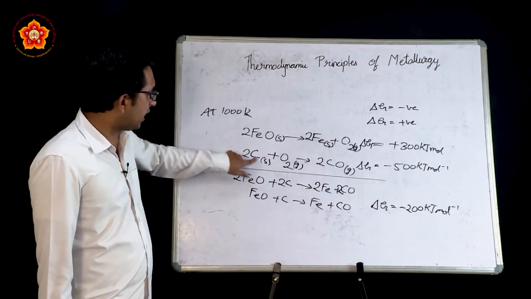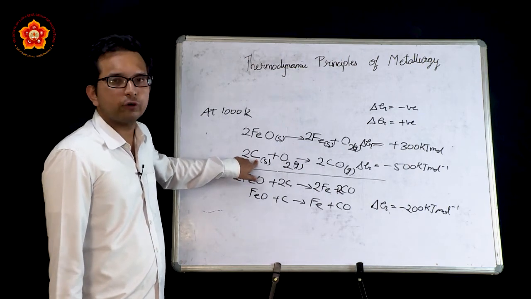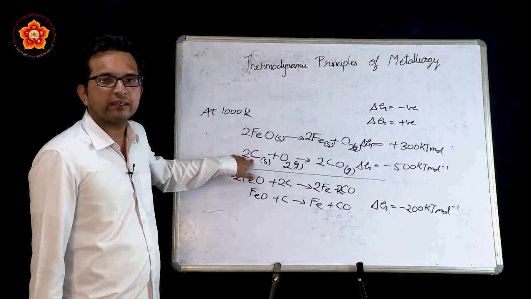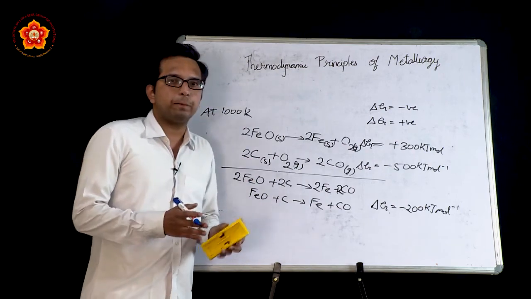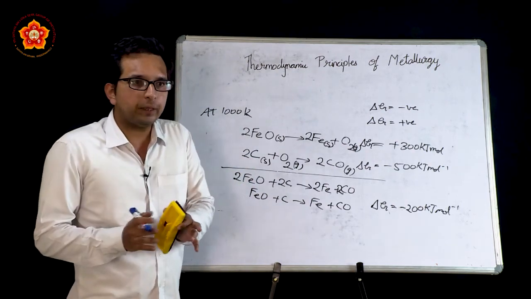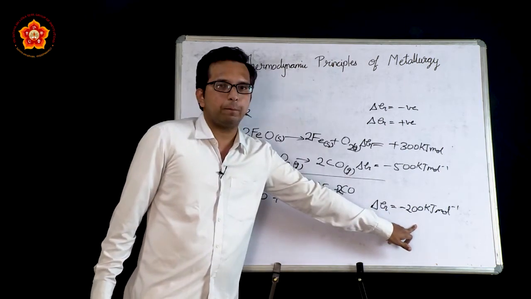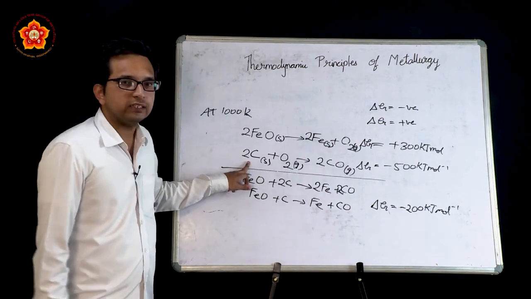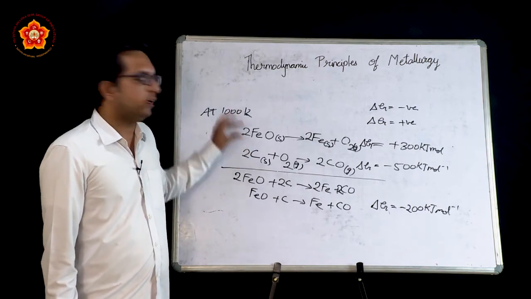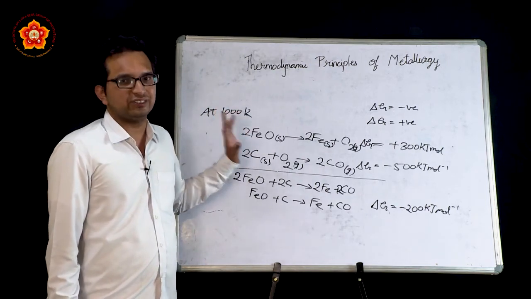And this agent, the carbon which we take here in the form of coke, can act as a very good reducing agent. So this is how the relationship between temperature, entropy and spontaneity of a particular reaction is determined, thereby making us realize how we choose our reducing agents in these cases.